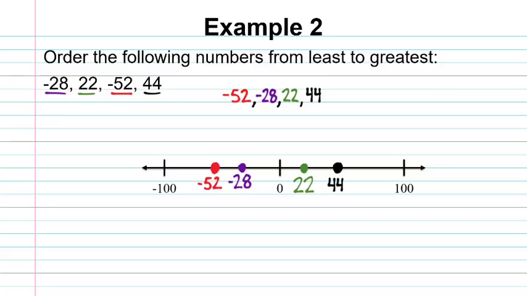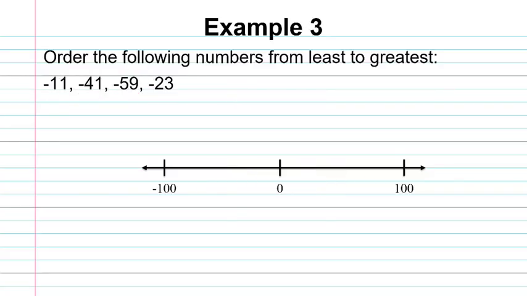Our last example, we have all negative numbers: negative 11, negative 41, negative 59, negative 23. All of them are negative, so that means we will not need this side of the number line, but I'm going to just leave that on there. So with this one, ordering them from least to greatest, I'm going to start out with negative 11. Negative 11 is really close to 0, so I'm going to put a dot somewhere close by.